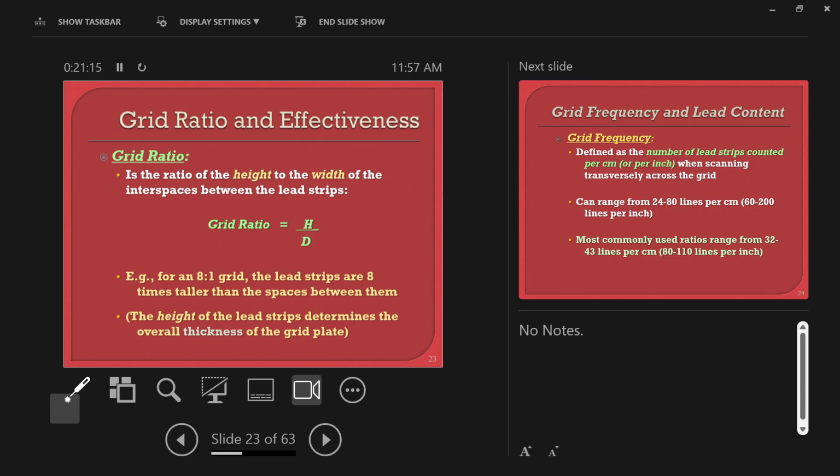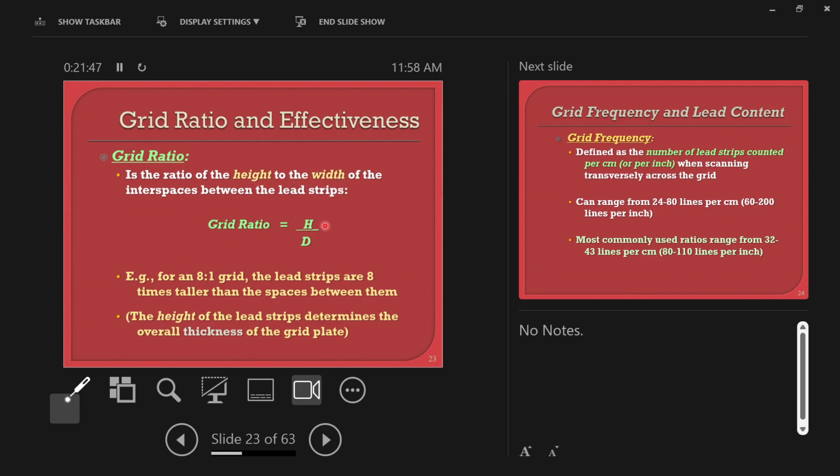If there's a lot of space between the strips, then more x-rays can get through at steeper angles, right? If there's less space, fewer x-rays get through and they have to be traveling more or less parallel to the space, okay? As well, if the grid is very tall, the angle that an x-ray could come through at has to be shallower, and if a grid is very short, the angle can be steeper, okay? So the ratio of the height to the width of the interspaces is very important.